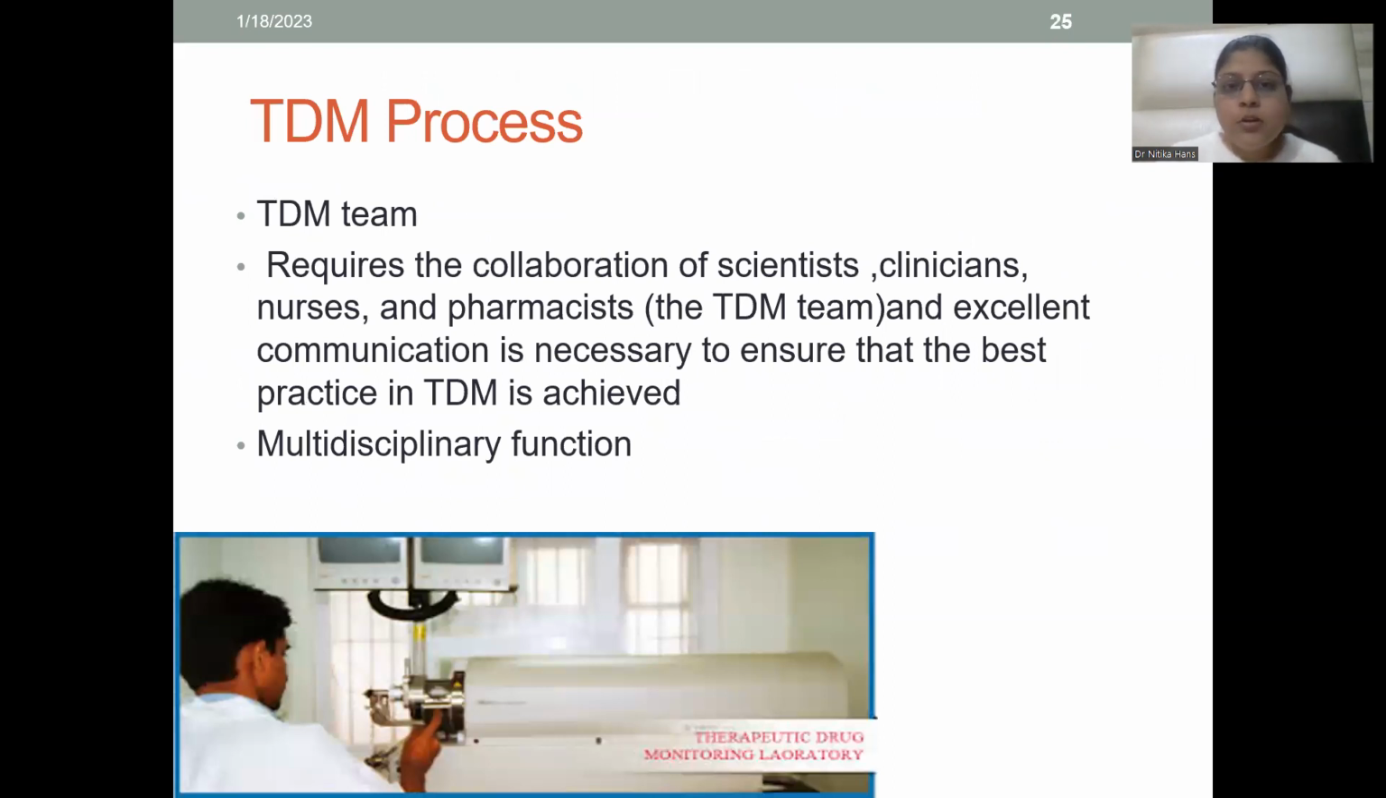Now, therapeutic drug monitoring process, what is it? It requires the collaboration of scientists, clinicians, nurses, and pharmacists, and excellent communication is necessary to ensure that the best practice in TDM is achieved. Means in therapeutic drug monitoring, these clinicians, scientists, nurses, and pharmacists, with excellent communication, do the monitoring. It is a multidisciplinary function.